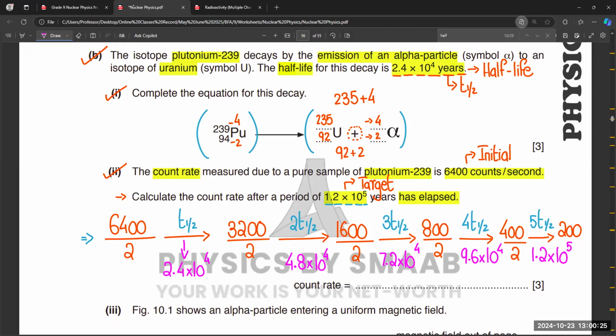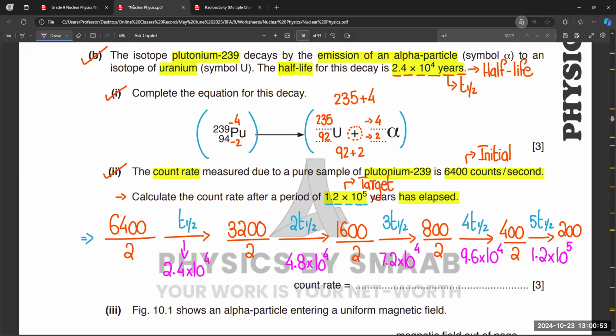If we divide 200 by 2, we get the answer 100. Basically that will be the sixth half-life, but that is not required, because we got our targeted value after the fifth half-life.